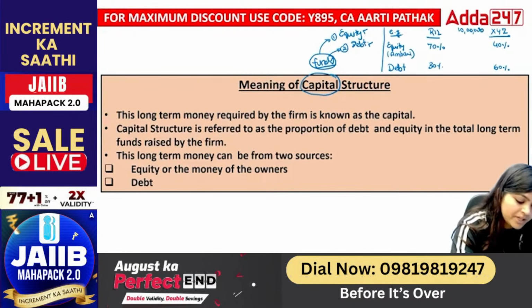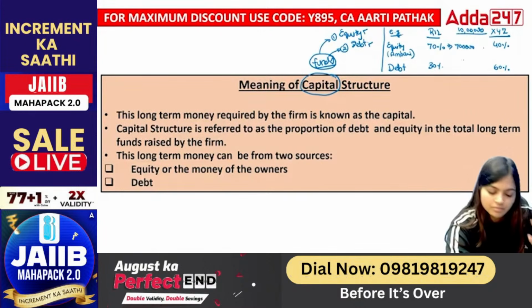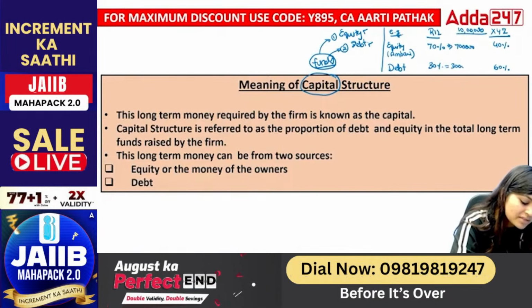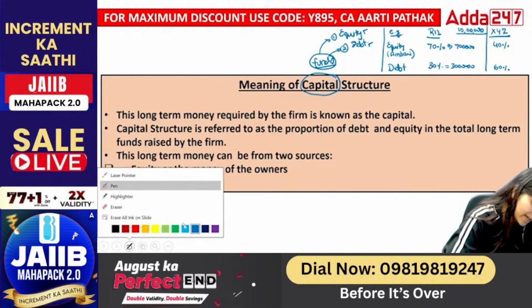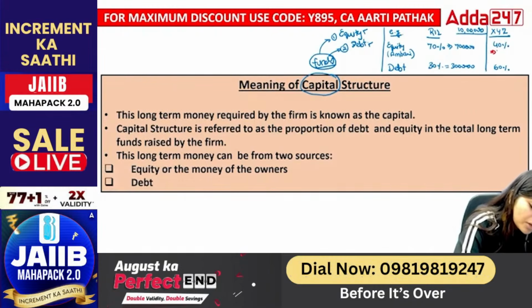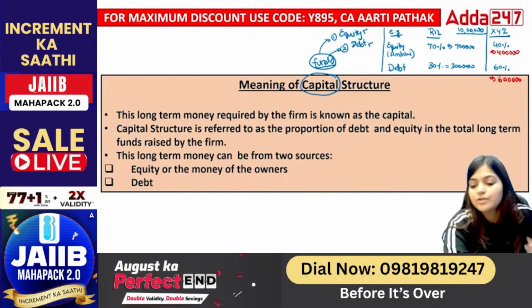Okay, both companies want 10 lakhs. So how did Reliance arrange this? 7 lakhs the Ambanis invested and 3 lakhs they have borrowed. On the other hand, for XYZ business, the owners contributed only 4 lakhs and they have borrowed 6 lakhs from outside. That is the debt amount.